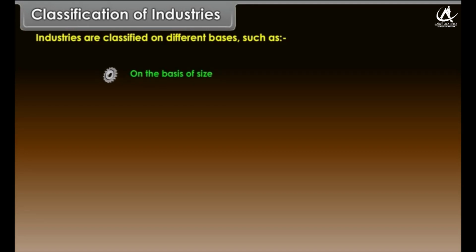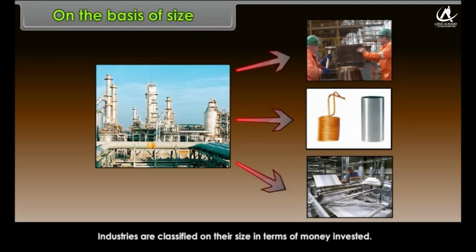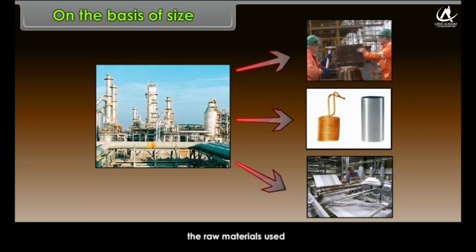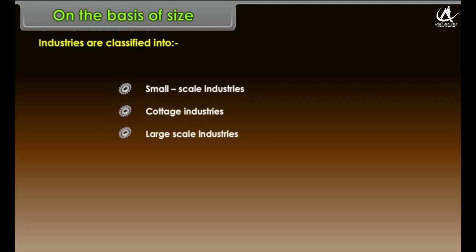Classification of industries. Industries are classified on different bases, such as on the basis of size, on the basis of ownership, on the basis of raw materials. On the basis of size. Industries are classified on their size in terms of money invested. The size of any industry largely depends upon the number of workers working in the industry, the raw materials used, and the nature of goods produced. On the basis of size, industries are classified into small-scale industries, cottage industries, large-scale industries.